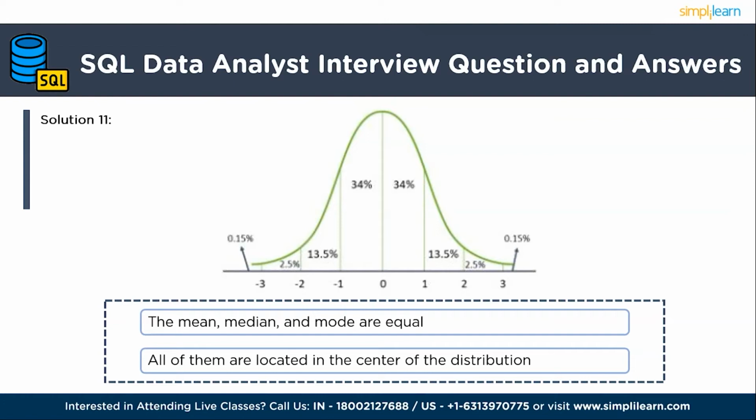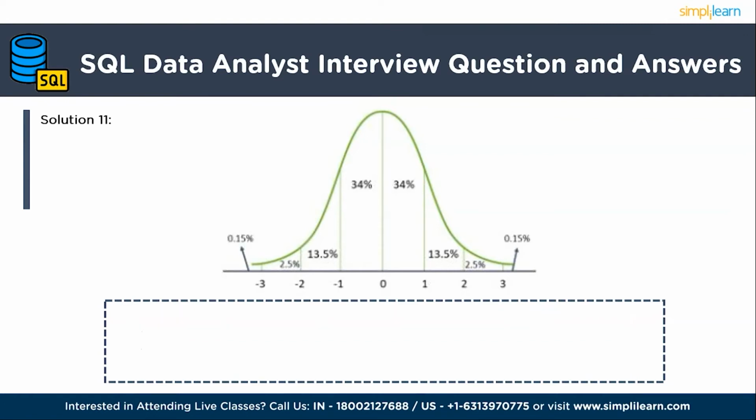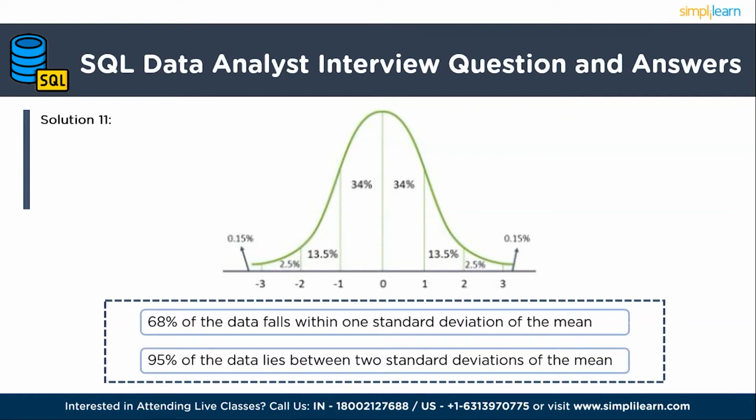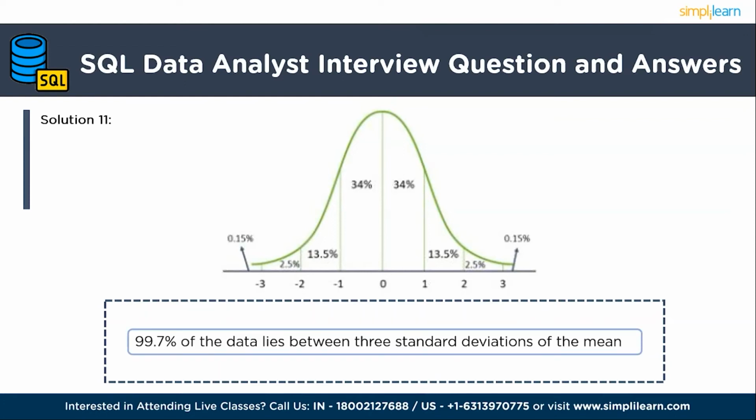So the mean, median and mode are equal. All of them are located in the center of the distribution. And moving on to the next, that is 68% of the data falls within one standard deviation of the mean. The next is 95% of the data lies between two standard deviations of the mean. And then we have 99.7% of the data that lies between 3 standard deviations of the mean. So this was all about the term normal distribution.